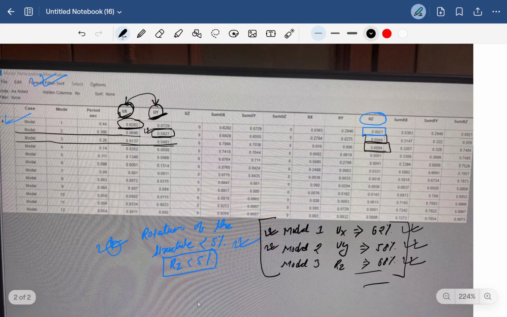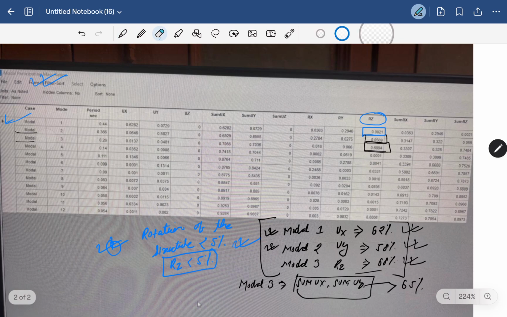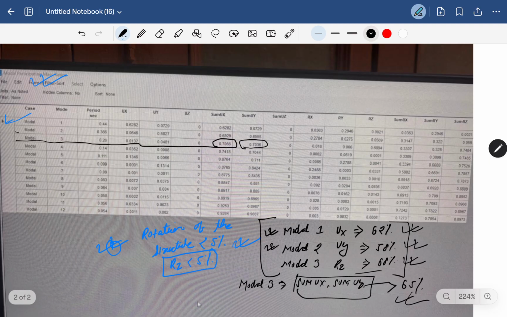Now in model 3 we also have to check the sum of ux and sum of uy value should be greater than 65%. So when we come to model 3, see this is your model 3, the value of sum of ux is 70% and sum of uy is 70%, means it is greater than 65%, so it is also safe.